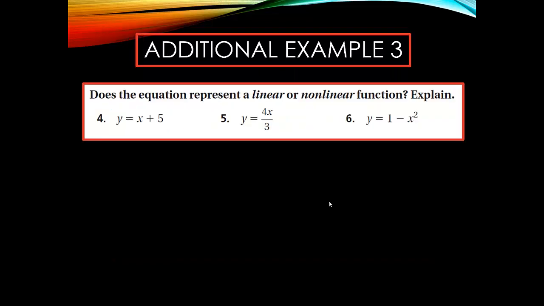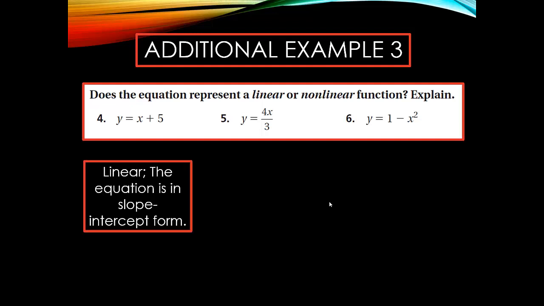Now we have an additional example. You can pause the video and try it on your own, or you may follow along. Does the equation represent a linear or nonlinear function? Explain. So for number 4, we have Y equals X plus 5. This equation is linear because it's in slope-intercept form.